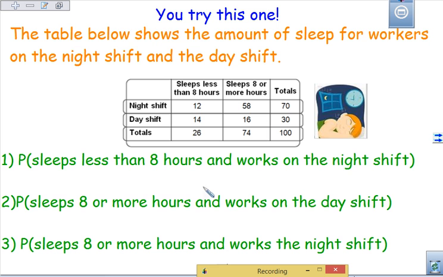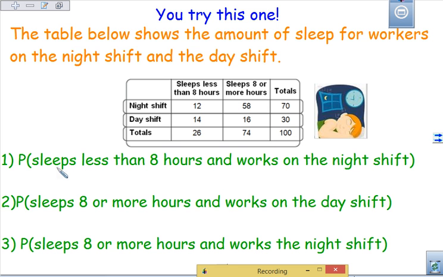It says, the table below shows the amount of sleep for workers on a night shift and on a day shift. So here are those two shifts, and then here's a column for our total. We're going to categorize these into people that sleep less than 8 hours or sleep 8 hours or more. So we're going to pull a total of 100 people.